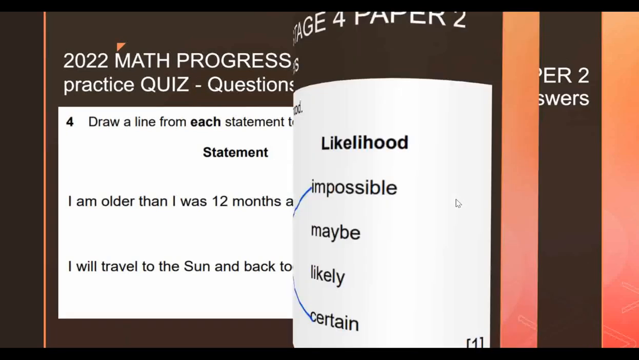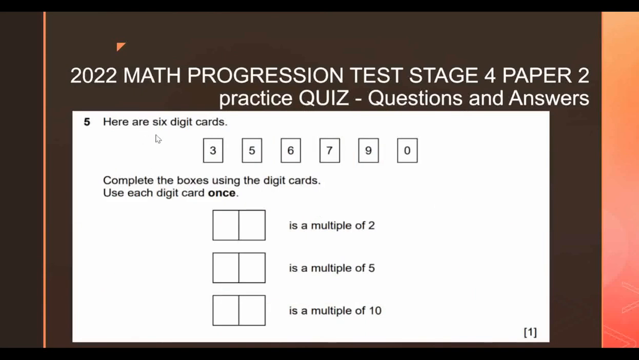Next, question number 5. Here are 6-digit cards, 3, 5, 6, 7, 8, 7, 9, 0. Complete the boxes using the digit cards. Use each digit card once. It's a multiple of 2. It's a multiple of 5 and it's a multiple of 10. We have to fill in these boxes. 10, 9, 8, 7, 6, 5, 4, 3, 2, 1, 0.